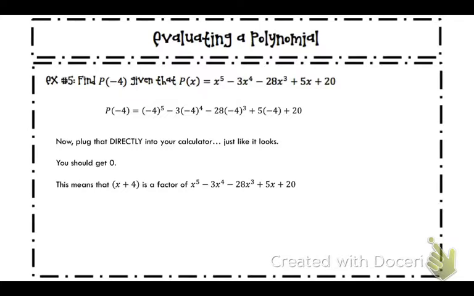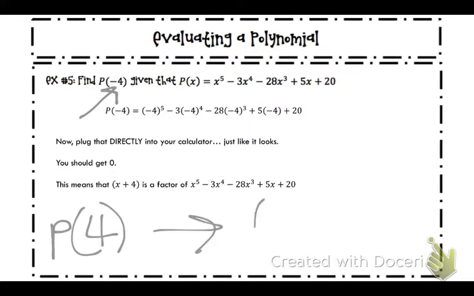This means that x plus 4 is a factor of x to the 5th minus 3x to the 4th minus 28x cubed plus 5x plus 20. Okay? And it's plus 4 because it's always just the opposite of whatever sign that was. If this was p of 4, then that would have meant that x minus 4 was a factor. Okay? Hopefully that makes sense.